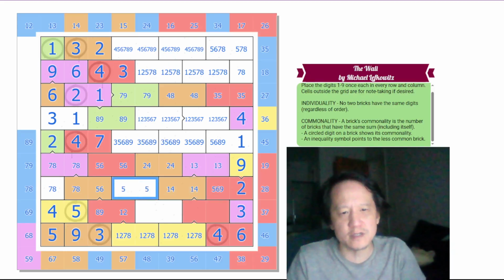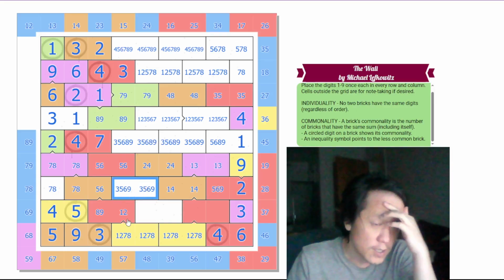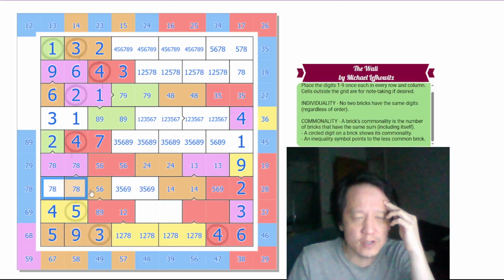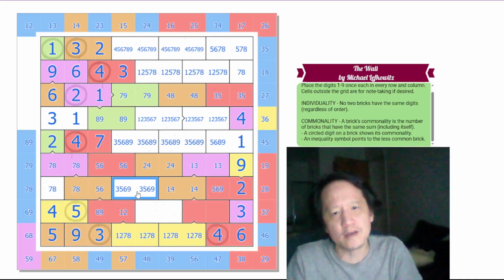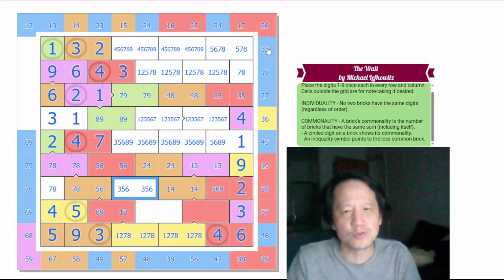Which makes this 5, 6, 9-ish. We need a 3. So 3 with 5... Okay, so 3 cannot be with 9. We already have the 3, 9. 3 can't be with 8 or 7 here. It's 3 and 6 or 3 and 5. 3 and 5 was already taken, so this must be 3 and 6, which means this can't be 6.